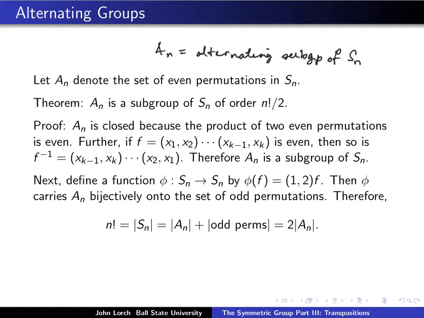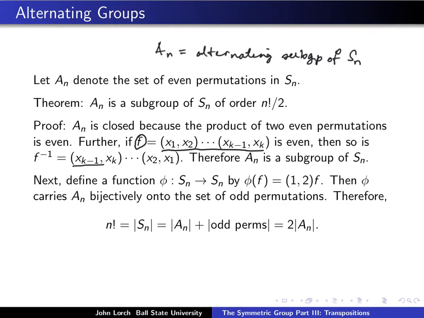So first of all, the operation is binary on An because if you take two even permutations and you multiply them together, you get another even permutation. Now, suppose you take some element f in the alternating group. Then it's an even permutation, which means it can be written as a product of an even number of transpositions. Now, if you want to know what f inverse is, you can get that just by simply reversing the order of these transpositions.